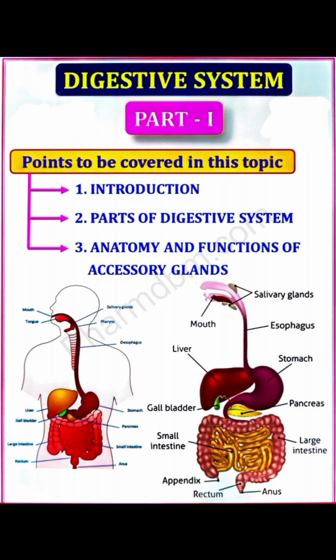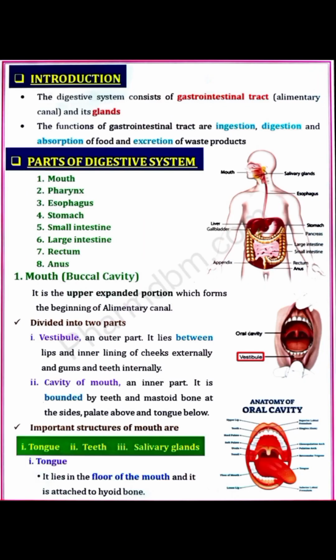Digestive system part 1. Points to be covered in this topic: introduction, parts of digestive system, anatomy and functions of accessory glands. Let's see the introduction. The digestive system consists of the gastrointestinal tract, alimentary canal and its glands. The functions of gastrointestinal tract are ingestion, digestion and absorption of food and excretion of waste products.